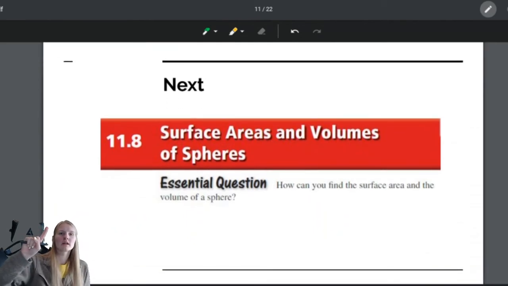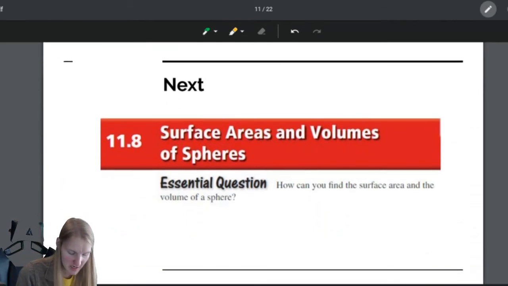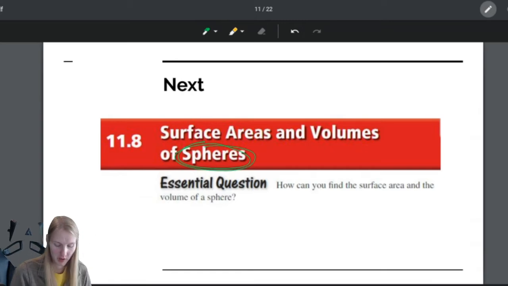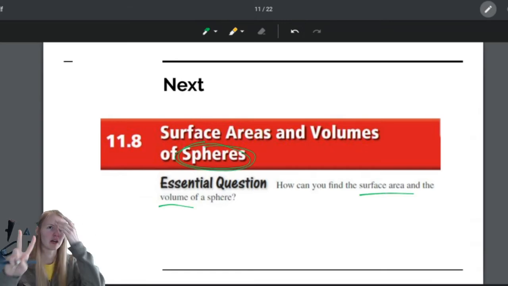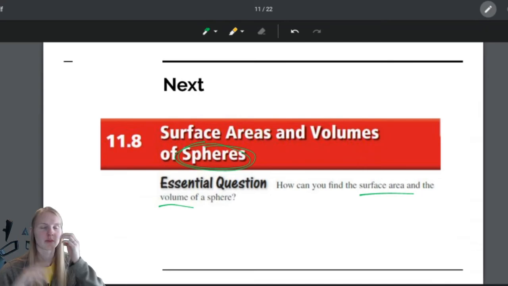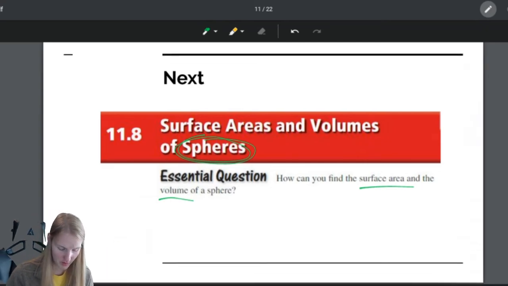We talked about surface area and volume for cones. Now, let's move on to spheres. Surface area and volume. So we have 2 more examples, 2 more things to talk about, and then you're on to your homework.